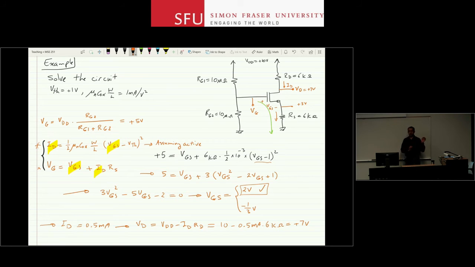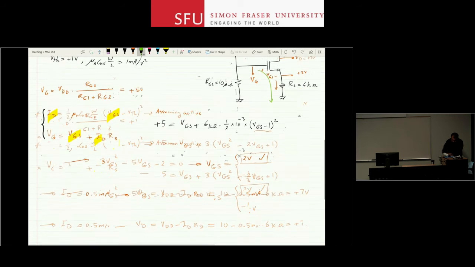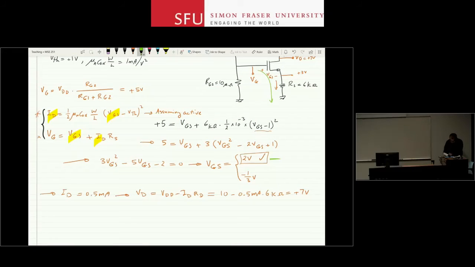If my assumption was right. There is a chance that my assumption of active region could have been wrong, and all these values are not going to hold up, right? So I need to check my assumption. So the first thing I need to do is, well, first of all, I noticed that I picked this value. So VGS is already larger than VTH. So one of the 2 conditions that I need for active region is already satisfied. So that one is good.